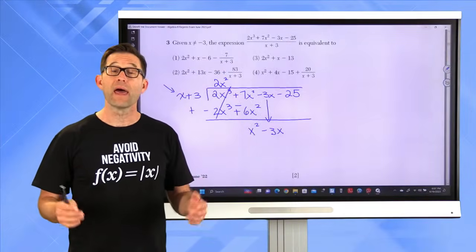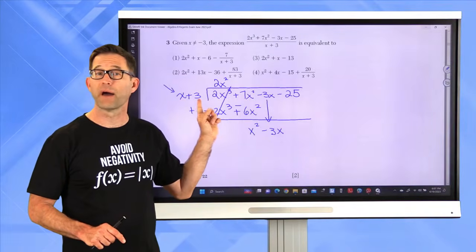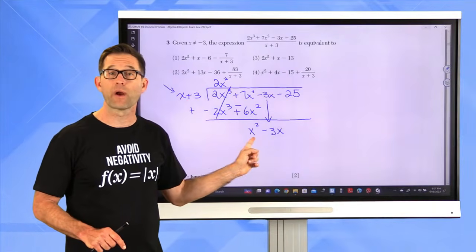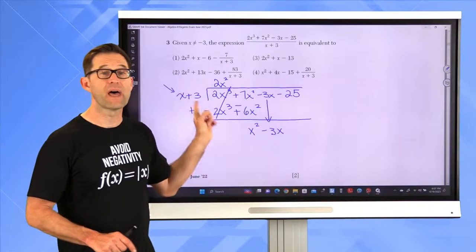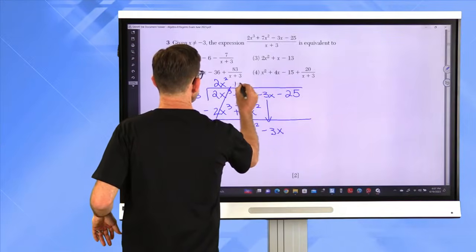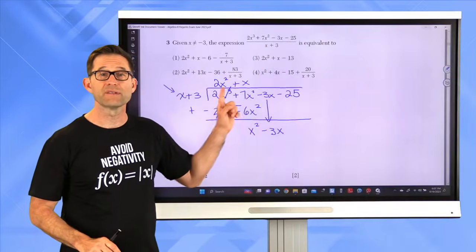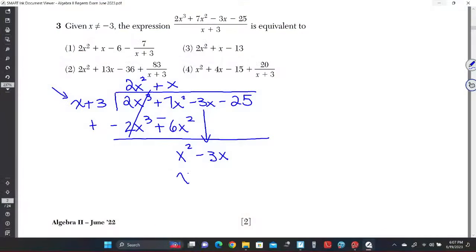At this point, yet again, I ask myself a simple question. What do I have to multiply x by? Don't worry about the plus 3. What do I have to multiply x by to get x squared? Don't worry about the negative 3x. Well, obviously, x times x gives me x squared, so I put plus x here. And again, I take this x and multiply it by x plus 3, and I get x squared plus 3x.